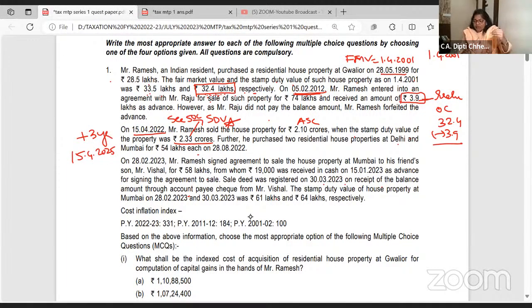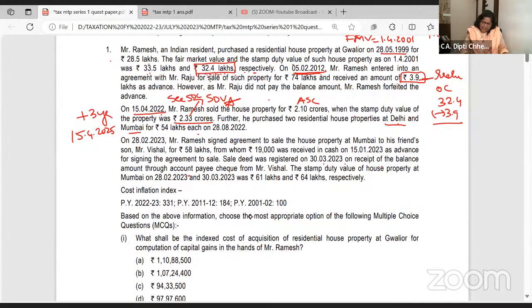15th April 25. I'm taking more time for explanation so that you understand the bits. Please keep patience. There is another way, just solve the MCQ and keep writing. But if your analytical skill is developed in the coming 1.5 hours, you will be able to solve these kinds of questions independently in the exam, I assure you. So from 15th April 22 for the coming 3 years, you should not sell the Delhi and Mumbai houses. But you sold the Mumbai house in 23 only. When did you sell? 30 March 23. So is it going to be short-term capital gain?